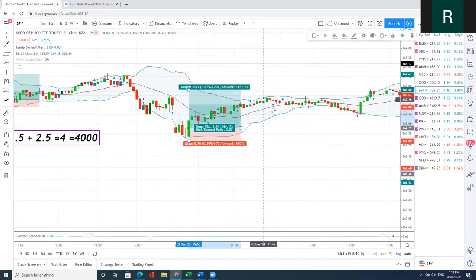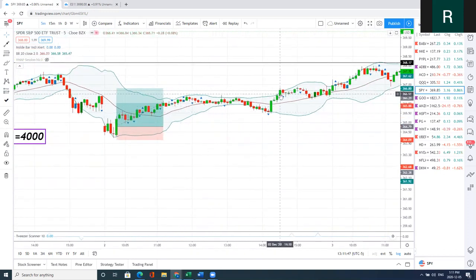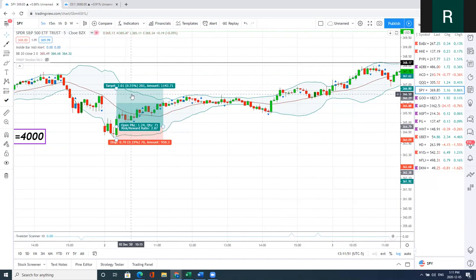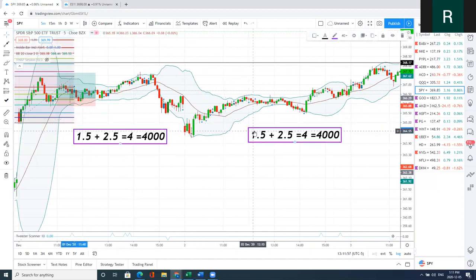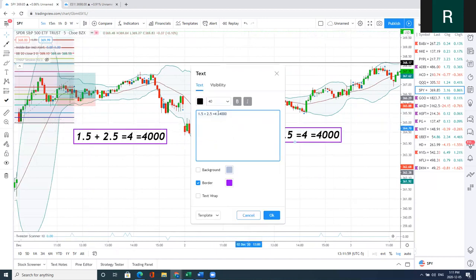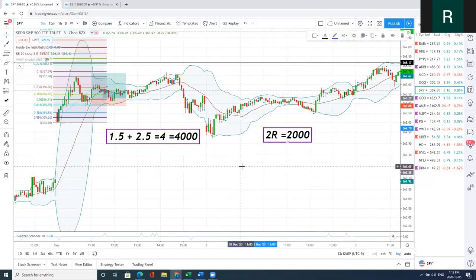Can easily, let's see, where is the close? Around here is the third. Just scaling out again, I think the max you could have gotten was about 3. So let's bring that down and say we're able to get 2. So that's 2R. That's $2,000.